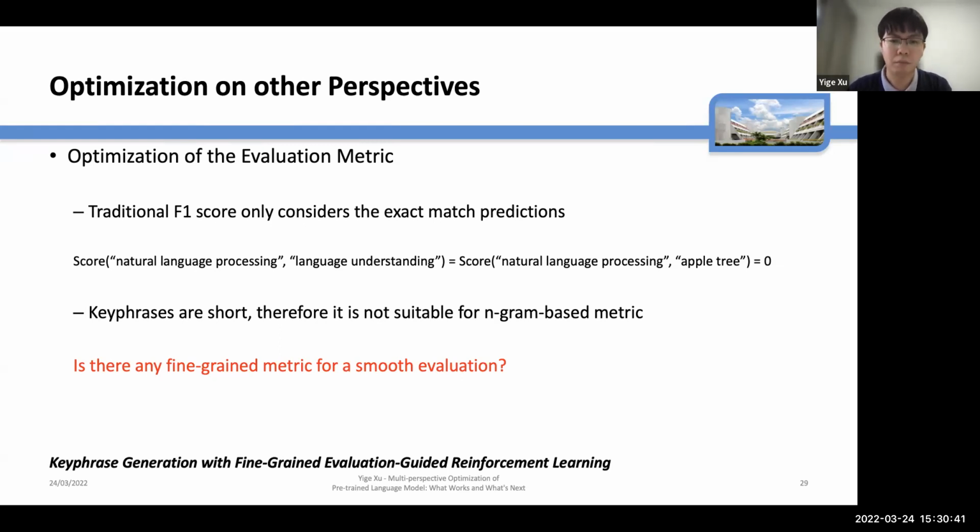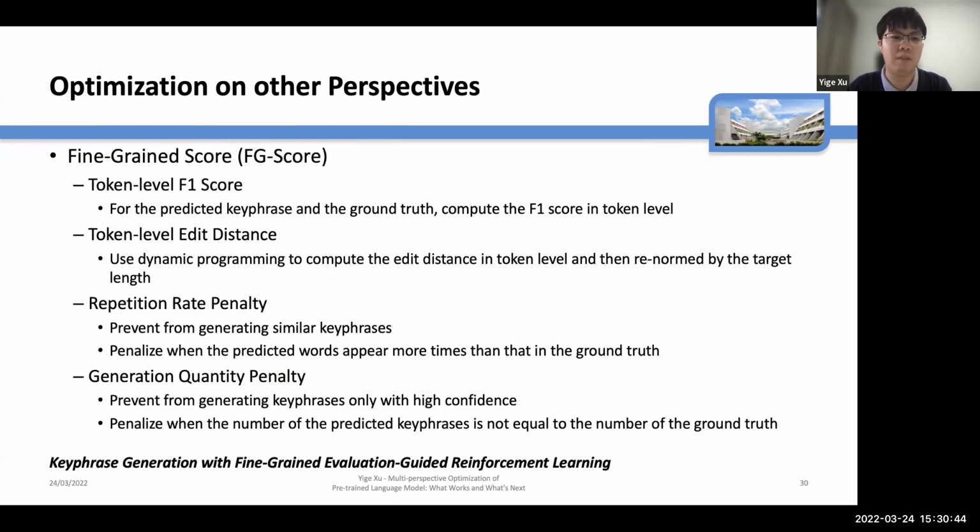In this work, we proposed a fine-grained score that contains 4 perspectives. The first one is a token-level F1 score that computes the F1 score at the token level instead of the phrase level. The second one is the token-level edit distance. We use dynamic programming to compute the edit distance at token level and then renormalize the distance by the target length. These 2 scores at the token level can measure how similar the prediction and the ground truth are.